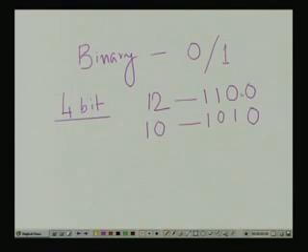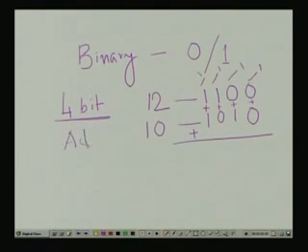So, these are the two 4-bit numbers I want to add. I am calling that a 4-bit adder. So, what do I need? I need four 1-bit adders. This is 1 bit, this is 1 bit, this is 1 bit, and this is 1 bit. So, I have to add this to 1 bit, this to 1 bit, this to 1 bit, and this to 1 bit. That means a 4-bit adder.